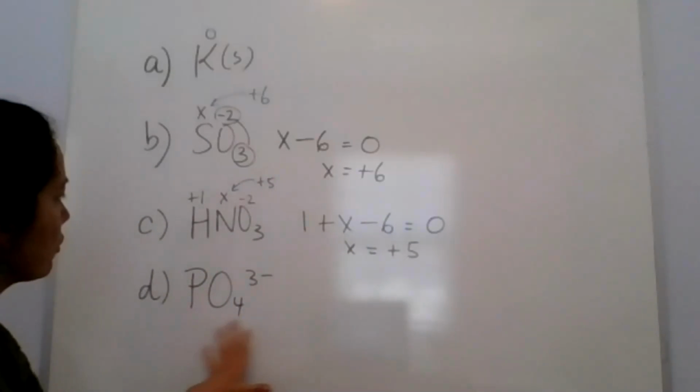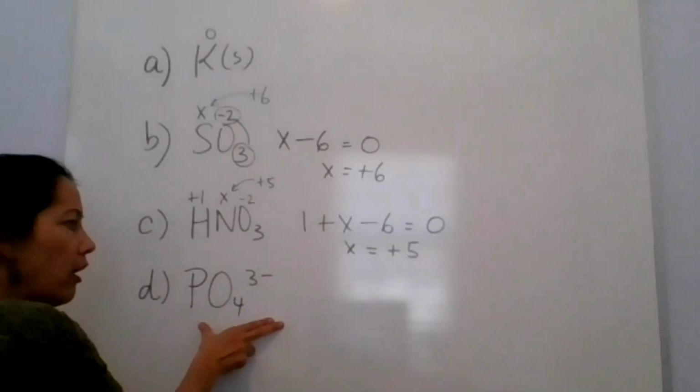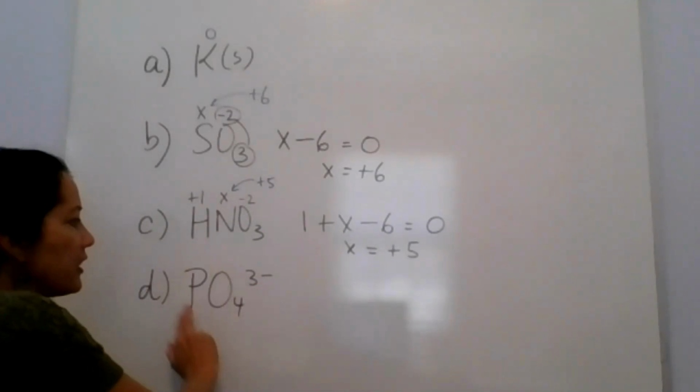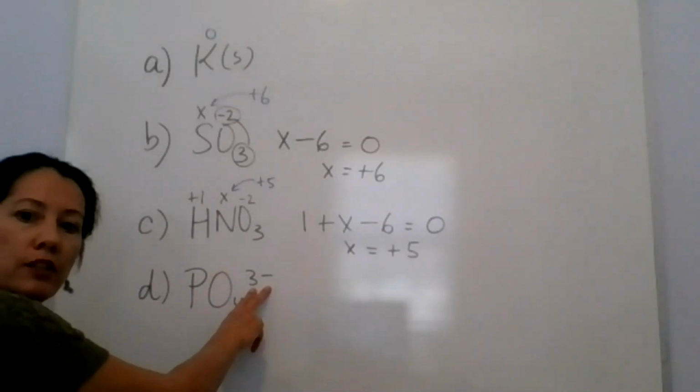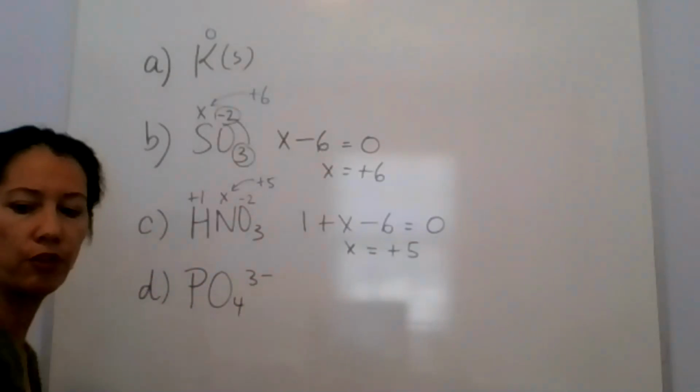So our last one, it's not a neutral compound. It has a real ion charge. This is phosphate, the polyatomic ion. All that means is all the oxidation numbers now add up to the overall charge. The overall charge isn't 0, it's -3.